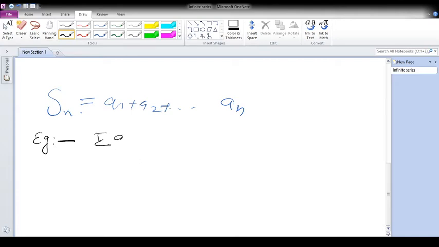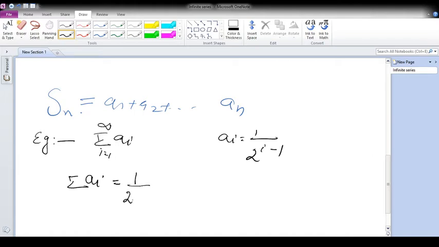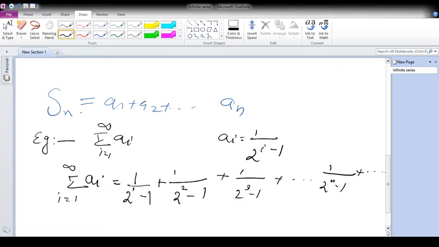Consider the series summation ai, i equal to 1 to infinity, where ai equal to 1 by 2 power i minus 1. You can find the partial sum. First of all, we can write what the series is. Series is summation ai, that is 1 by 2 power 1 minus 1 plus 1 by 2 power 2 minus 1, and for i equal to 3, 1 by 2 power 3 minus 1, etc. The nth term is 1 by 2 power n minus 1, plus etc. Here it is an infinite series, not ending, continuing. So this is the series.